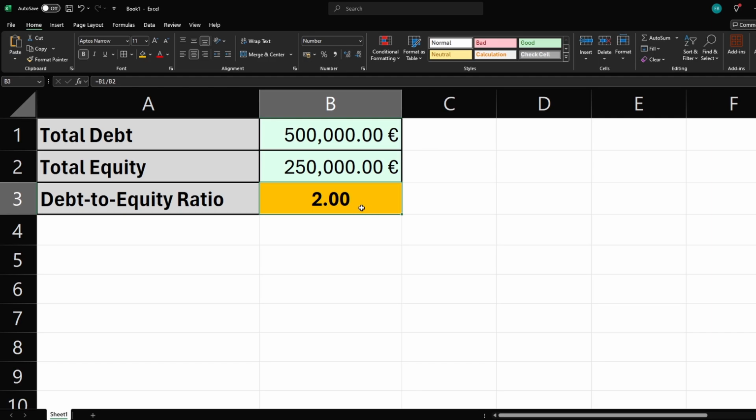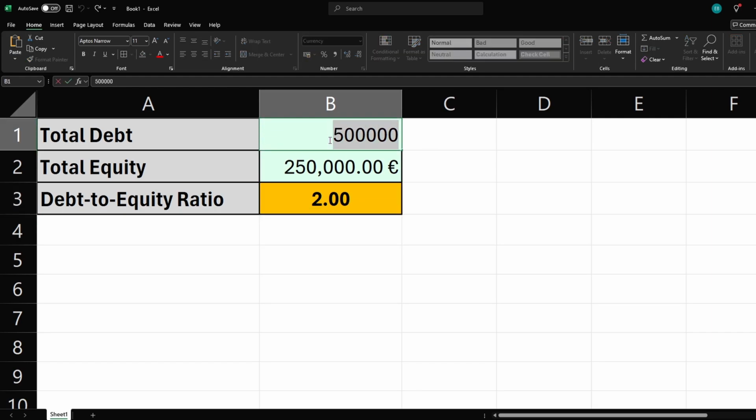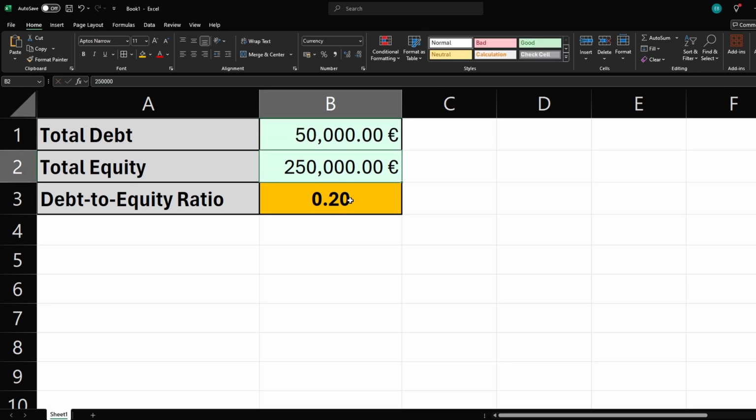This indicates a relatively high level of debt compared to equity, suggesting higher financial leverage and potentially higher risk. A higher ratio indicates higher financial risk, as the company relies more on borrowed funds. A lower ratio indicates a stronger financial position with less reliance on debt. And that's how you calculate the debt-to-equity ratio in Excel.